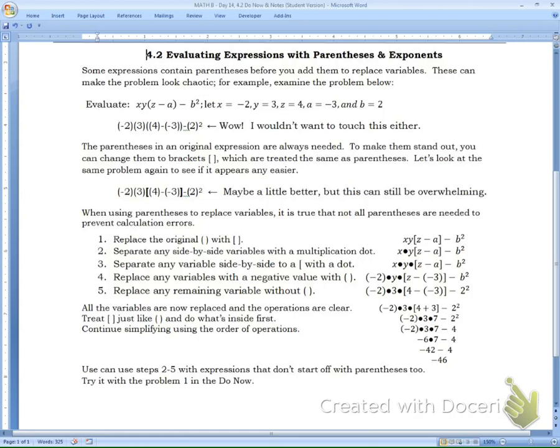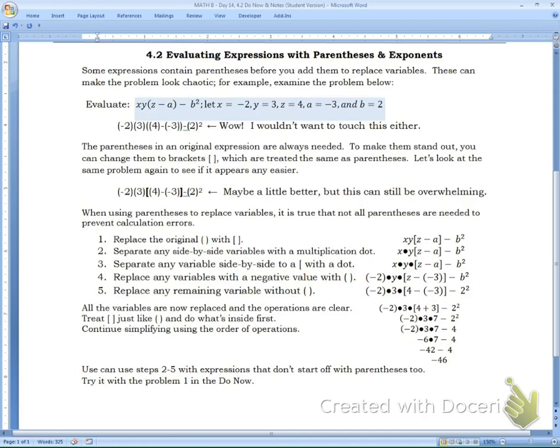So now we begin with lesson 4.2, evaluating expressions with parentheses and exponents. The one I had in the previous one did not have either one of these. Some expressions contain parentheses before you even add them when you replace variables. And this can make the problem look very chaotic. Let's look at this example that I've given you of x, you see it right here, xy times the quantity z minus a minus b squared.